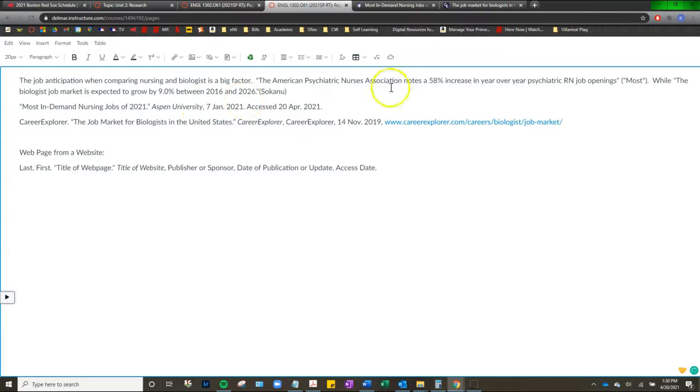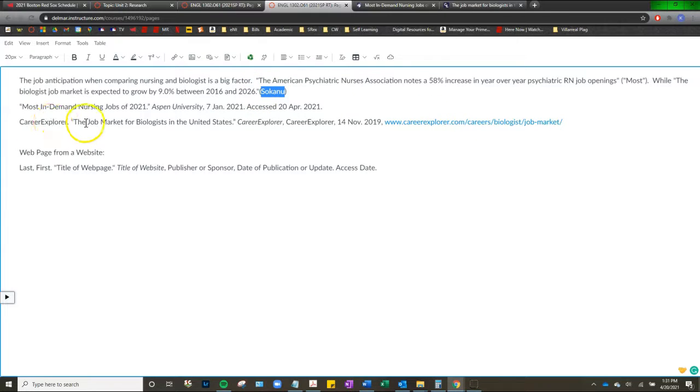Now, the rule is with titles in the citation, if it's a little bit longer, we need just enough of the title to connect us to the source. So the first word is "most." That's an important enough word. Boom, we can just plug that in and we're fine. So now let's take a look at this.